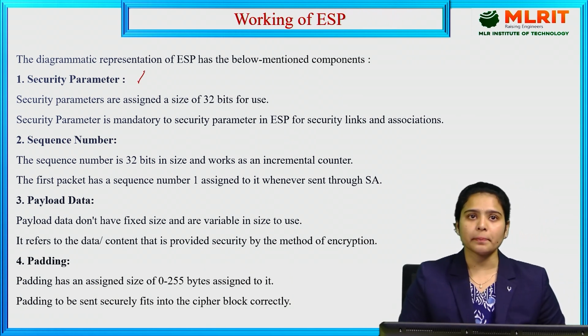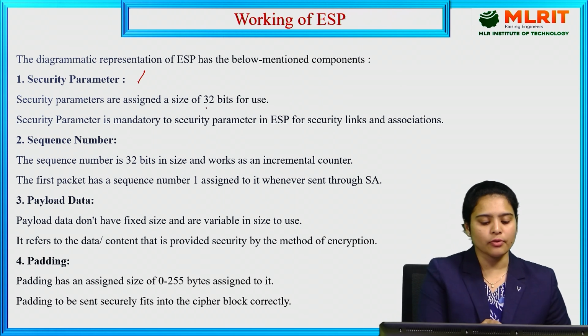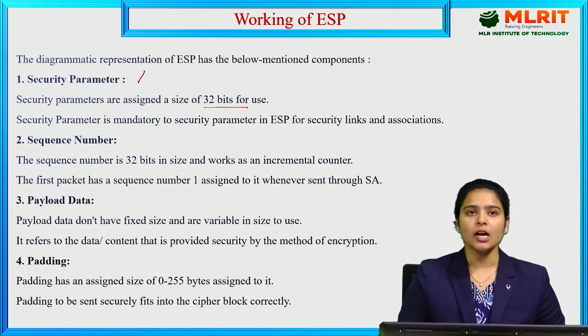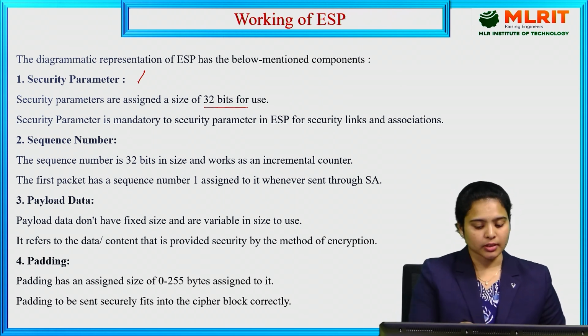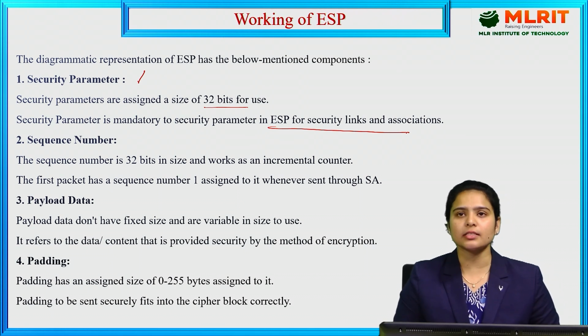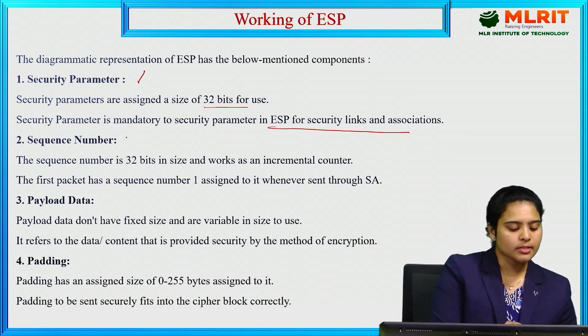The security parameter always consists of the size of 32 bits, and it is mandatory for the ESP to both the links and also the associations. That is the security parameter which is assigned to the size of 32, and it is maintained as mandatory. The next one is sequence number.